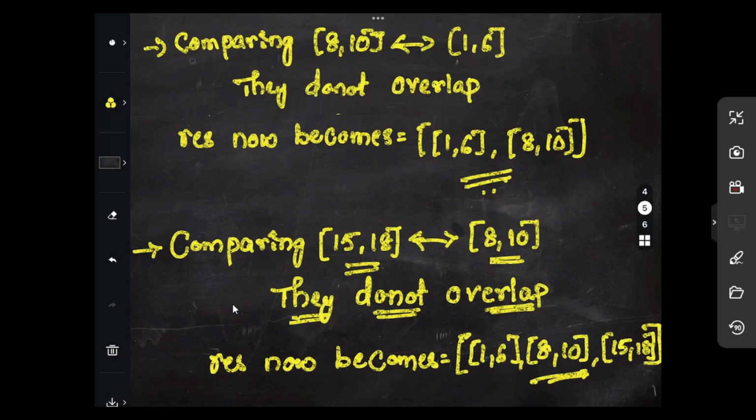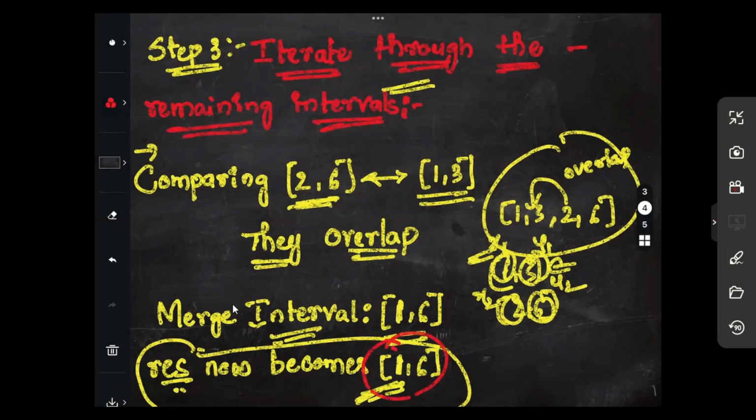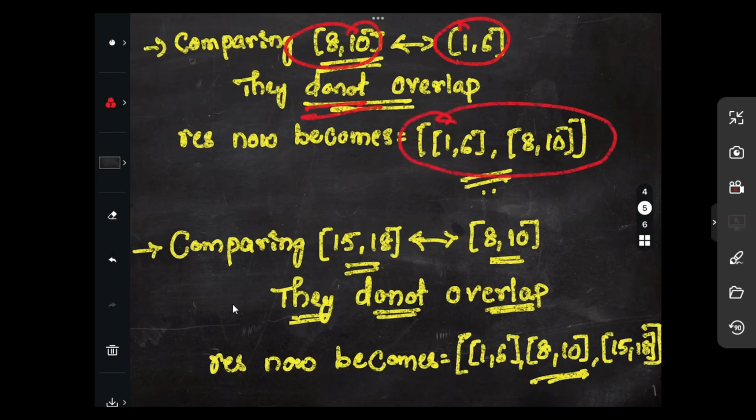The second step is we are comparing 8 comma 10 with 1 comma 6. Previously we got 1 comma 6. You can clearly see here, we have discussed this. Previously we got 1 comma 6 and we are comparing 8 comma 10 with 1 comma 6, which means they do not overlap in this case. Just keep this in mind. Now the result becomes 1 comma 6 and 8 comma 10.